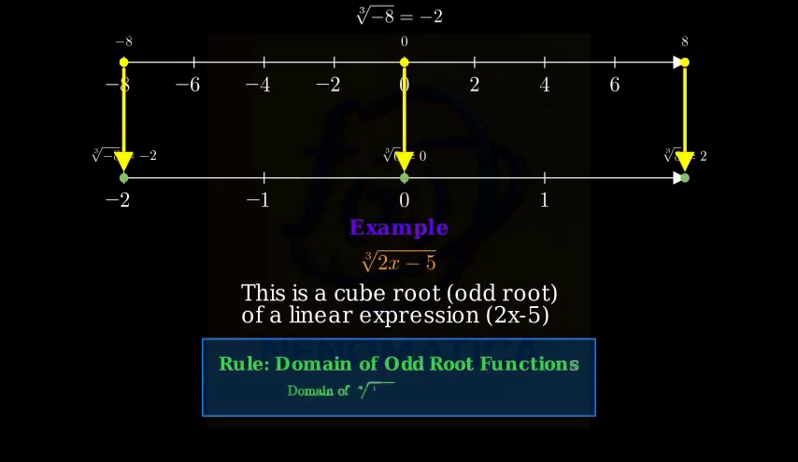Let's clarify with a rule. For any odd root function, such as the cube root, the domain is the set of all real numbers. This is because odd roots can handle both positive and negative inputs, as well as 0.